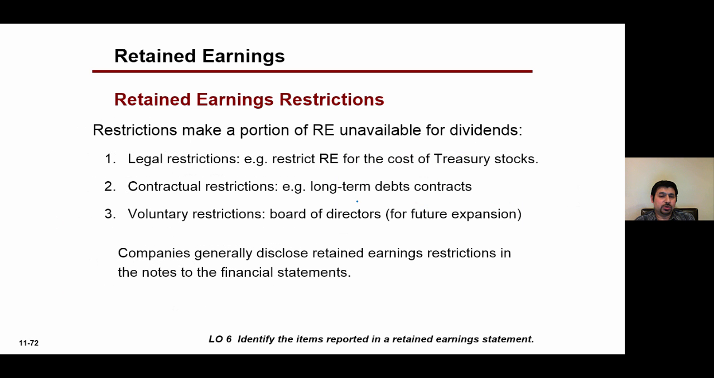There are sometimes certain restrictions on retained earnings. They make part of the retained earnings unavailable for distribution as dividends, and there might be several reasons for that. For example, it could be legal restrictions, like restricting retained earnings for the treasury stock, or it could be contractual restrictions. For example, the bank would require the company to leave part of the retained earnings restricted so that it would not be distributed as dividends.